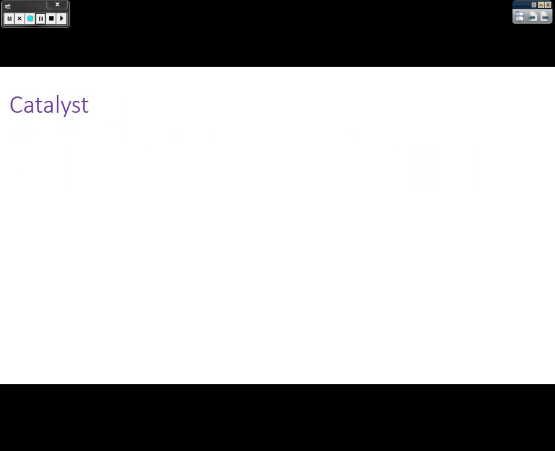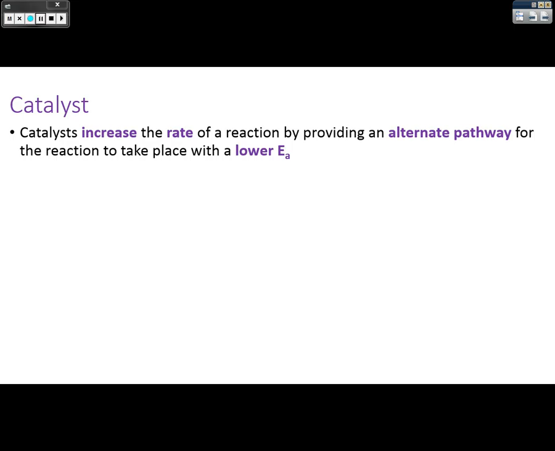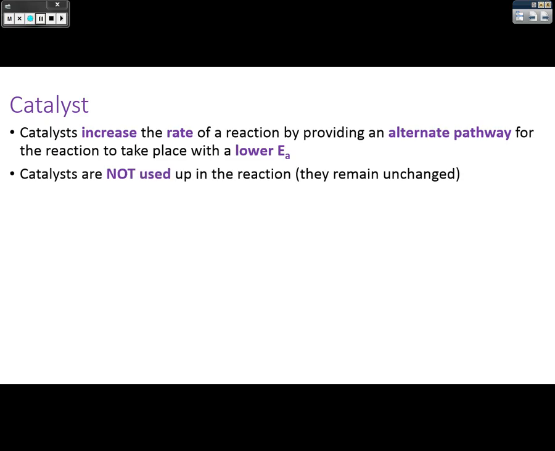And then the last one is the use of a catalyst. Catalysts are specifically designed to increase the rate of a reaction by providing an alternate pathway for the reaction to take place with a lower activation energy. The cool thing about catalysts is that they're not actually used up in the reaction, and they don't really participate in the reaction. We've used catalysts before.